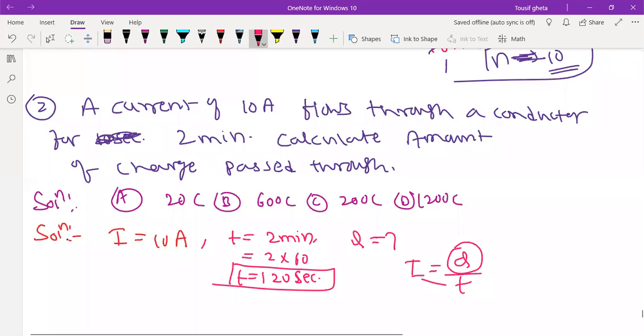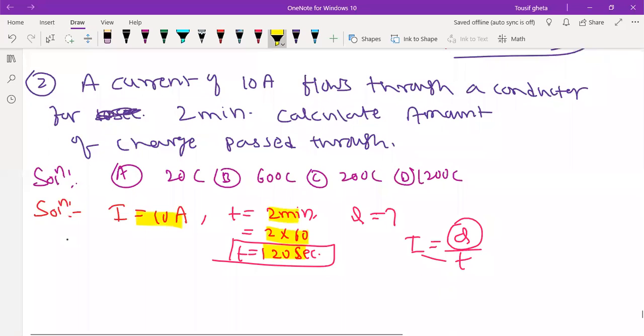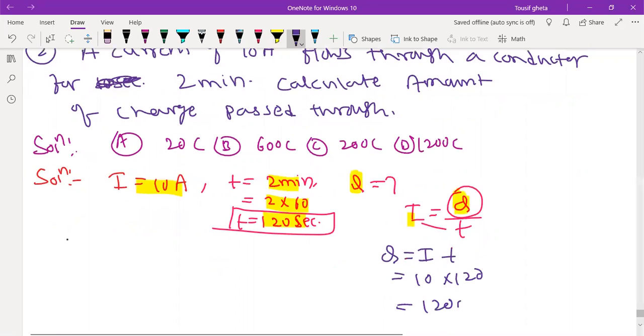Time you should write in seconds. This is 2 minutes, so 2 into 60, 120 seconds. Current they gave 10 ampere. I need to find charge Q. I know the formula I is equal to Q by T. I want to find Q, so I will cross multiply. We will get Q is equal to I into T. 10 ampere into 120. 120 into 10, how much will we get? Direct answer, 1200 coulomb.